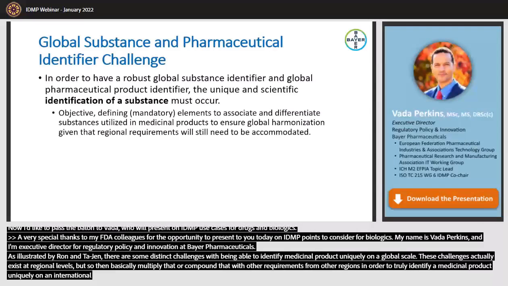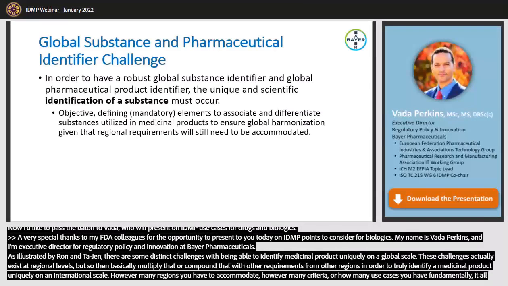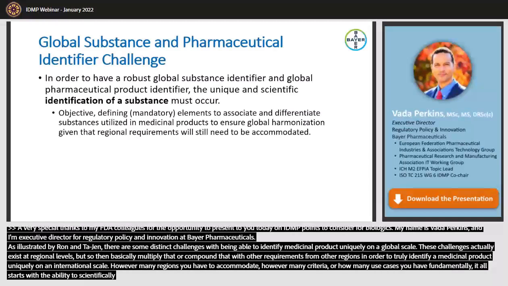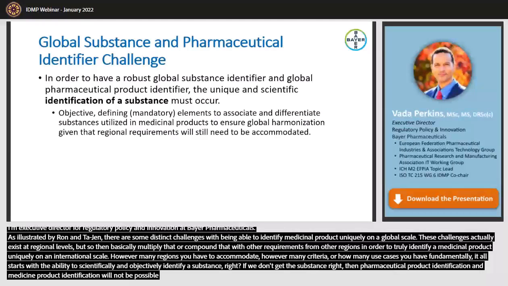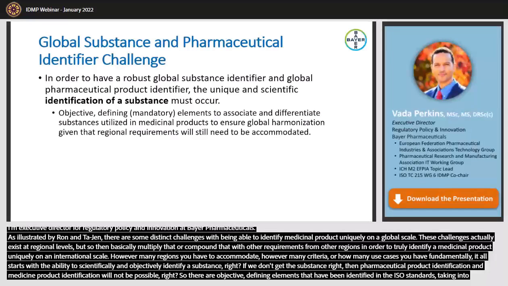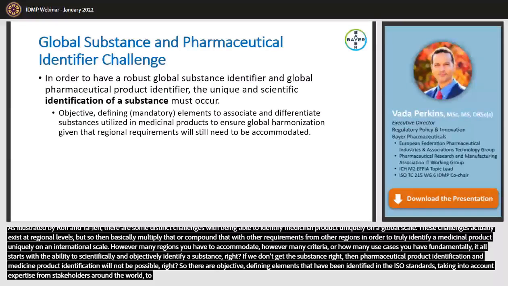However many regions you have to accommodate, however many criteria or use cases you have, fundamentally it all starts with the ability to scientifically and objectively identify a substance. If we don't get the substance right, then pharmaceutical product identification and medicinal product identification will not be possible. There are objective defining elements that have been identified in the ISO standards, taking into account expertise from stakeholders around the world to not only associate, but to differentiate substances utilized in medicinal products.